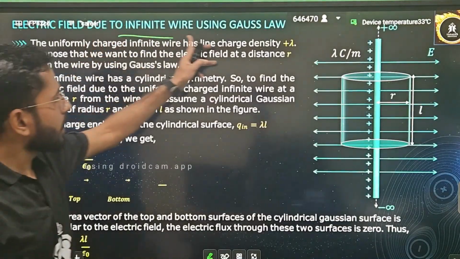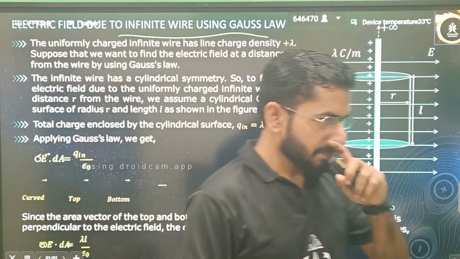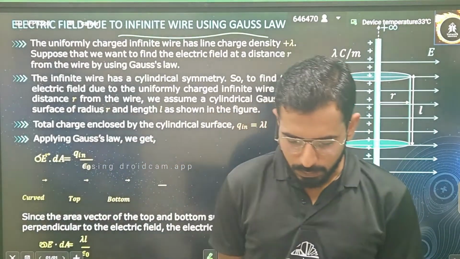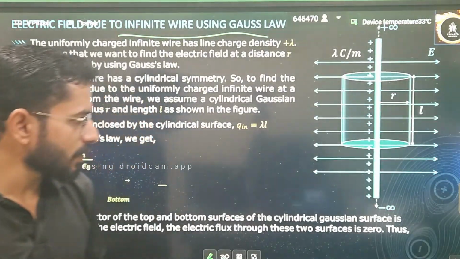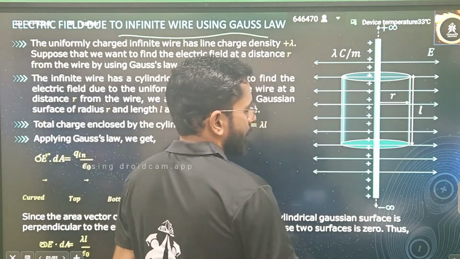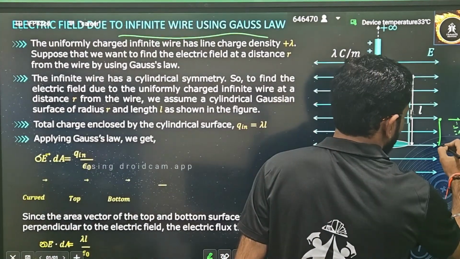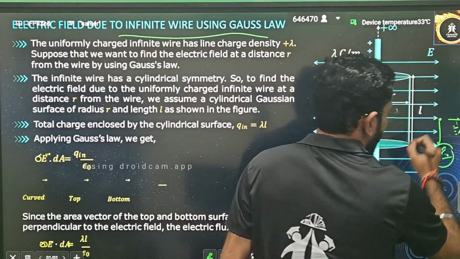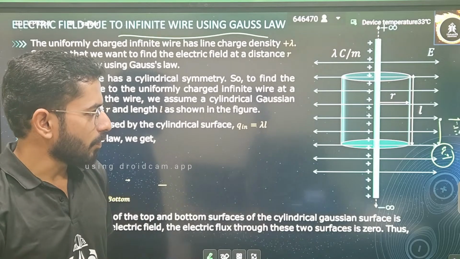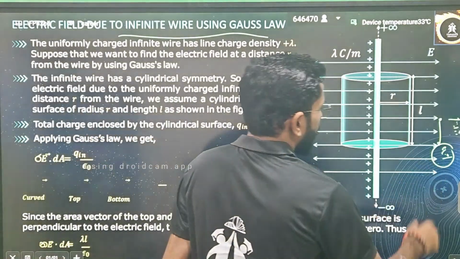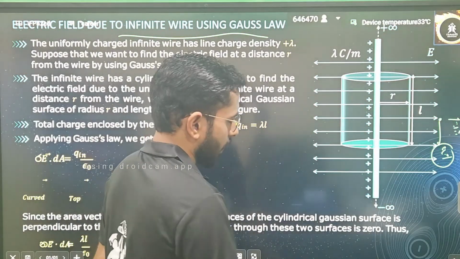Next, we have to calculate the electric field due to an infinite wire using Gauss law. If there is a finite wire, you remember we calculated the field in two directions: one was E perpendicular, one was E parallel. Those were the two things we calculated. And what were theta 1 and theta 2, if you remember that case properly, I will tell you.